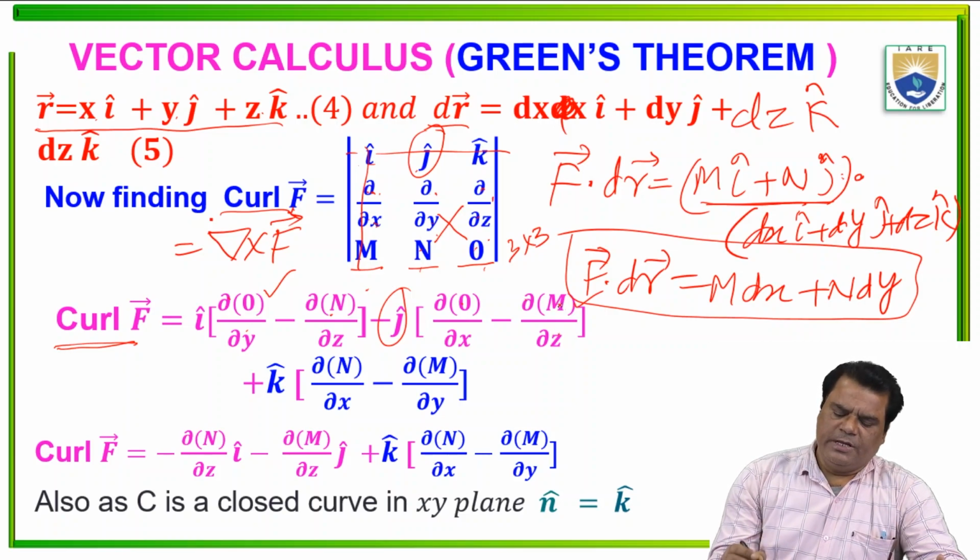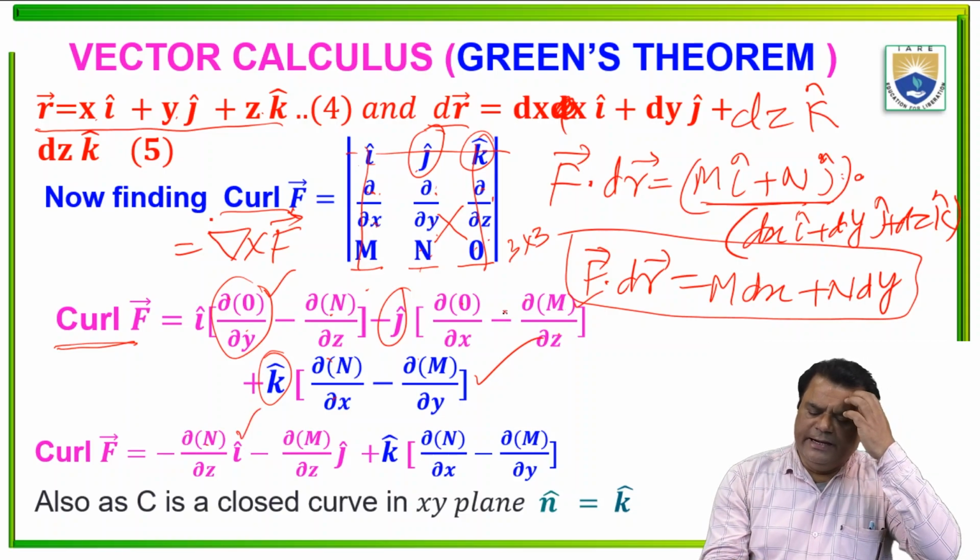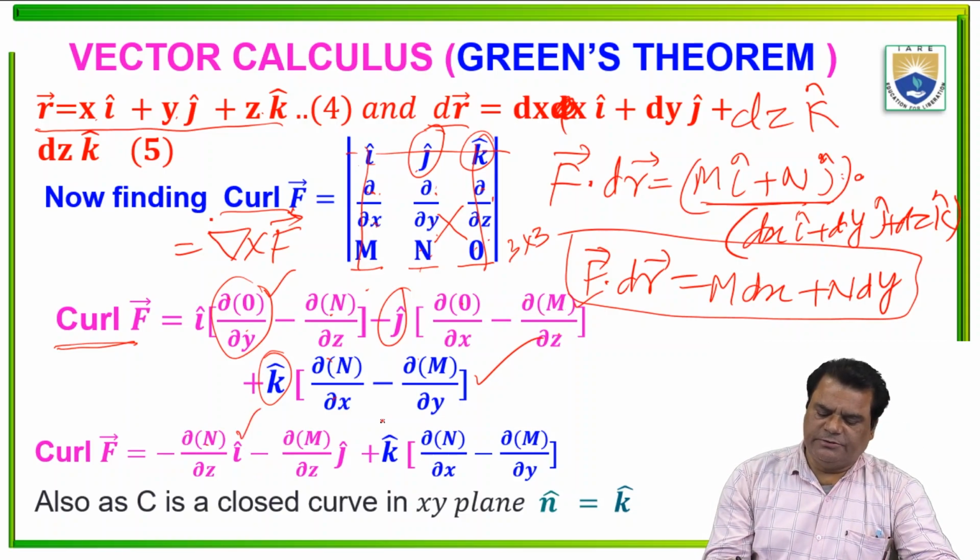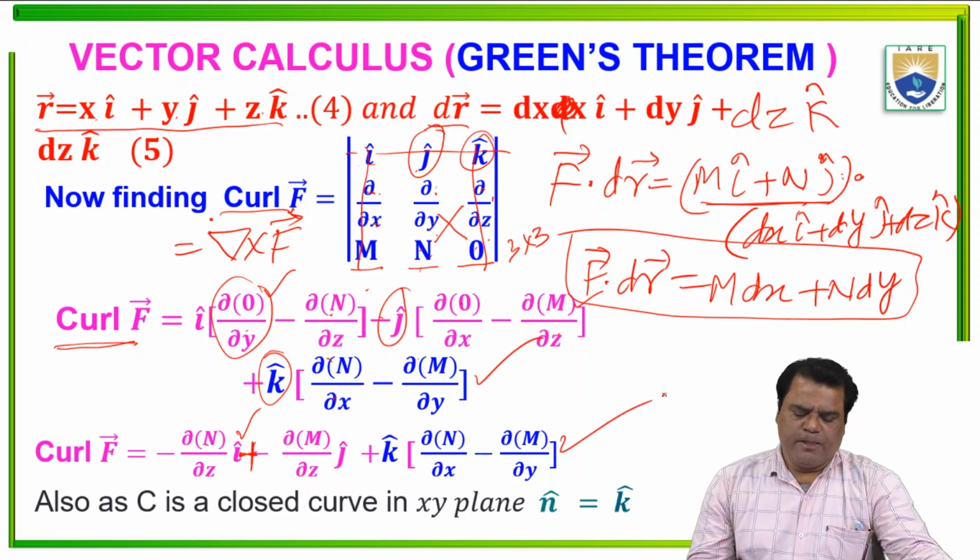And next, k is the last: first row and last column. So here ∂/∂x of n and minus ∂/∂y of m. After solving this, this result is 0. So here we have minus ∂n/∂z i, and minus minus becomes plus, plus ∂m/∂z j, plus k, this result.